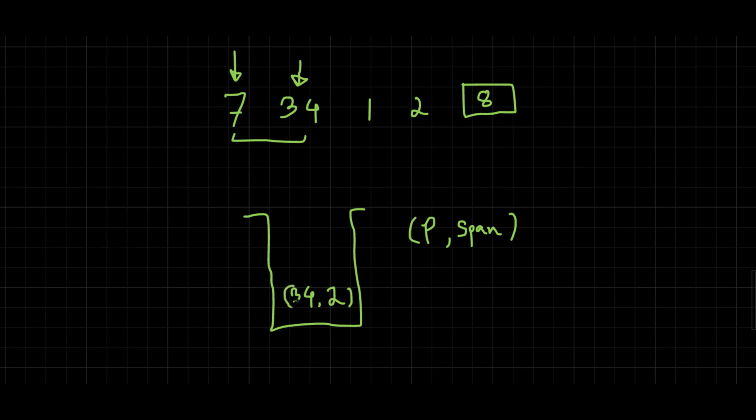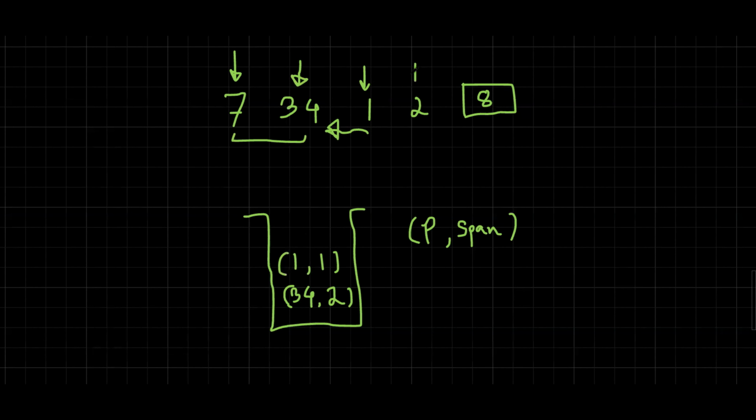So far so good. Now for this element 1, we have to determine what the span is for this element. There are no elements less than or equal to 1 before it except this element 1. So here the span for this element 1 will be 1. So we have to add 1 and 1 here.